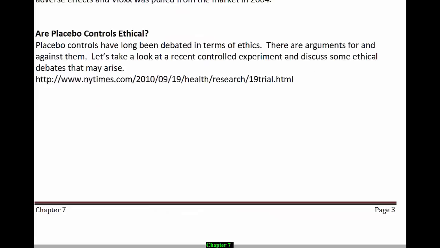In clinical trials, we like to do randomized controlled experiments, and oftentimes we're comparing a treatment group or several treatment groups to a placebo control. Placebo controls have long been debated in terms of ethics. There are arguments for and against them. Let's take a look at a recent controlled experiment and discuss some ethical debates that may arise.